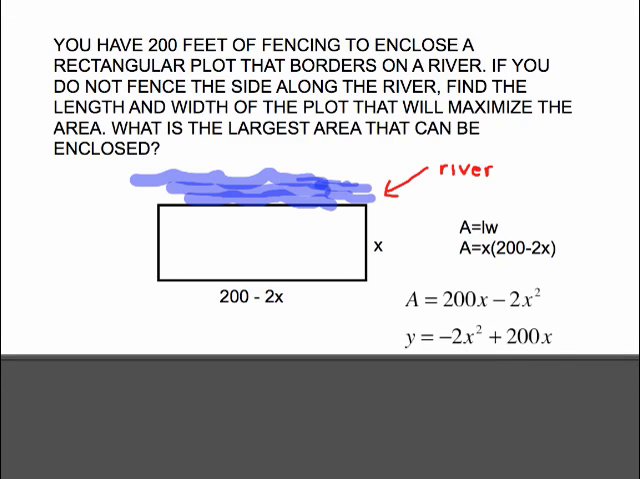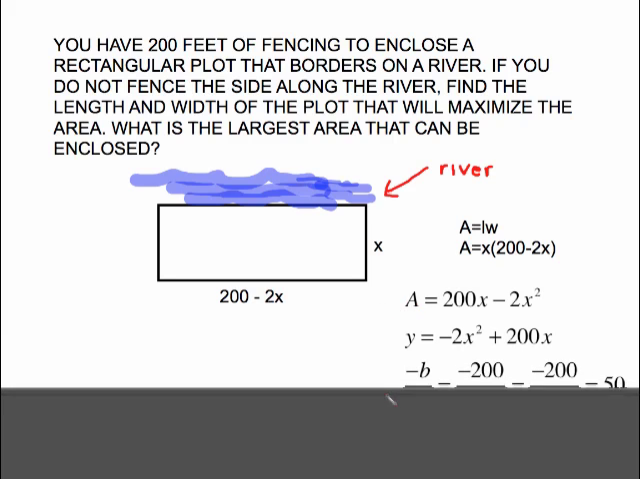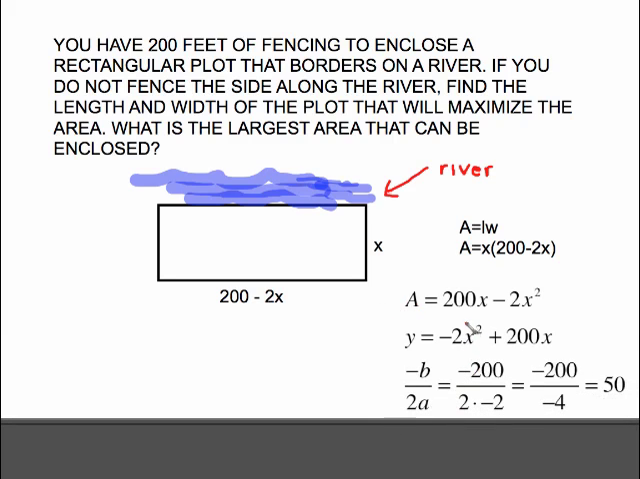The reason I want to do that is that I need to find the vertex. Remember, we're trying to maximize this area, which says find the vertex. The vertex is very easily found by using the formula negative b over 2a. So this is my a, and this is my b. And if I hadn't swapped those around, we might have gotten our a and b confused. So that's why I swapped them around. And then I just have to do negative b, so it's negative 200 over 2 times the a value, which is negative 2. Negative 200 over negative 4 is 50. So my x value is 50.